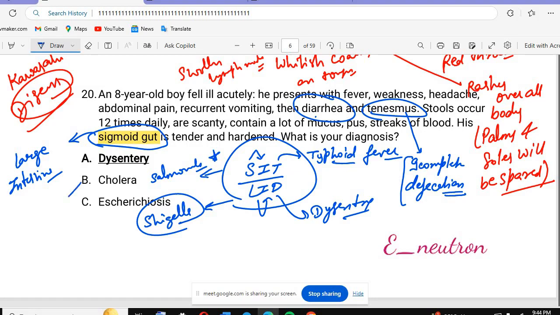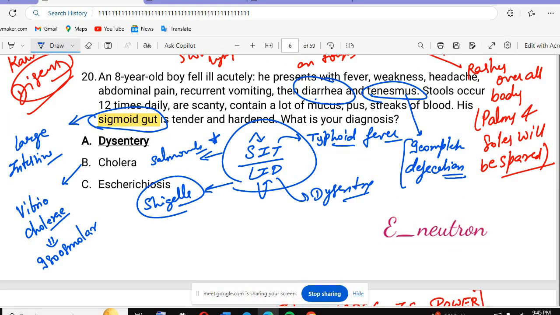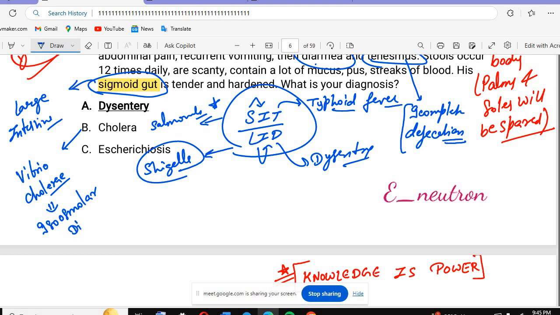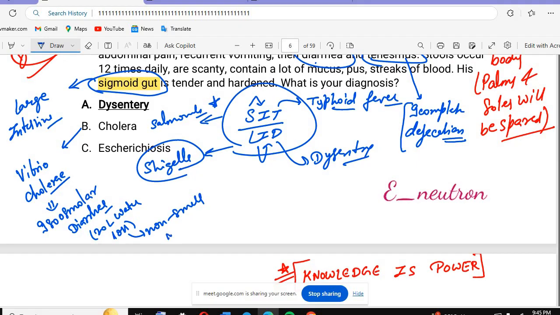Here, if you talk about cholera, remember that cholera is caused by Vibrio cholerae. In Vibrio cholerae you are going to see iso-osmolar diarrhea, with around 20 liters of water loss. But the best thing here is that there is no smell, no odor.